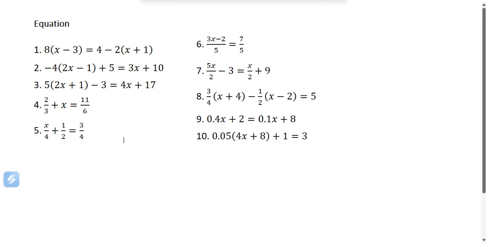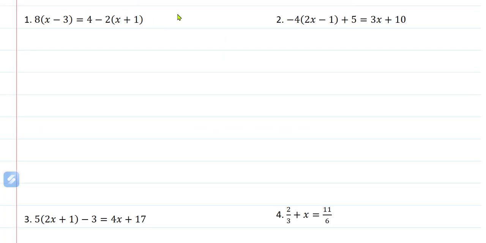In today's video, we'll discuss equations. And this is our first question. So in the first problem, we multiply 8 and x and then 8 and minus 3. In the second, we multiply 2 and x, 2 and plus 1.